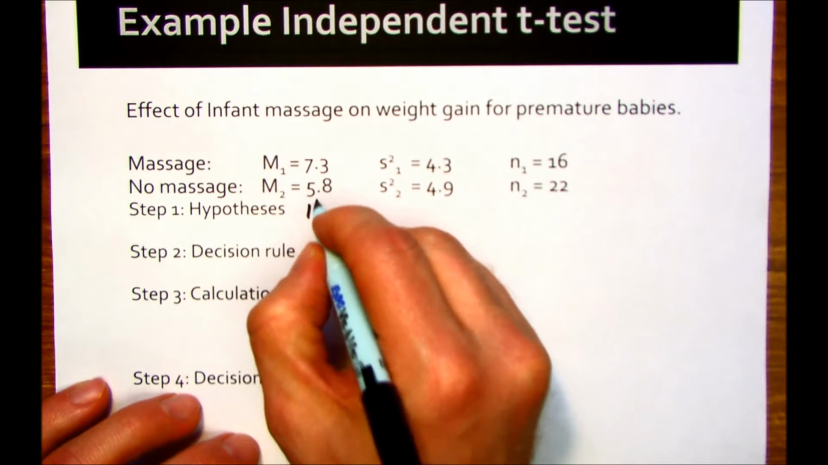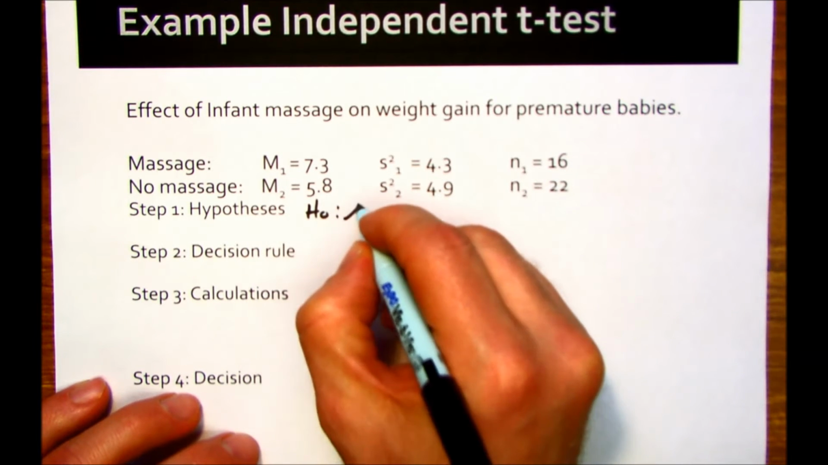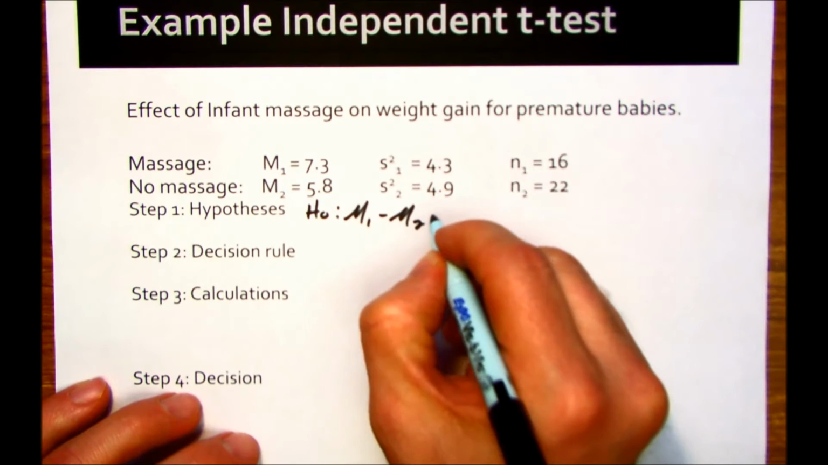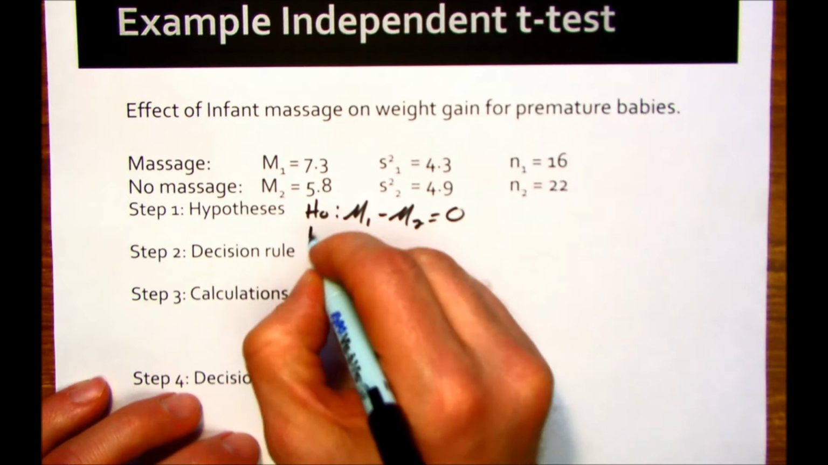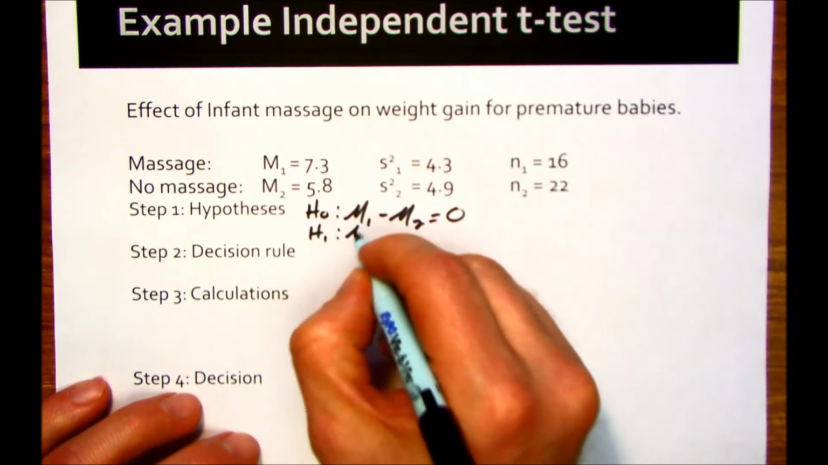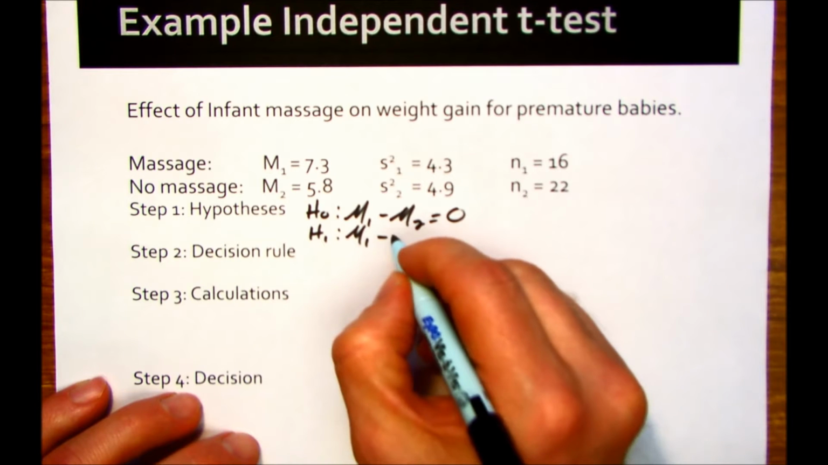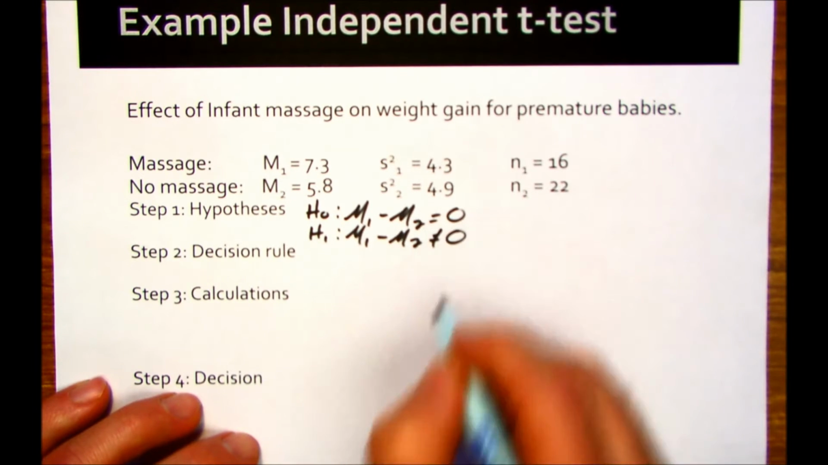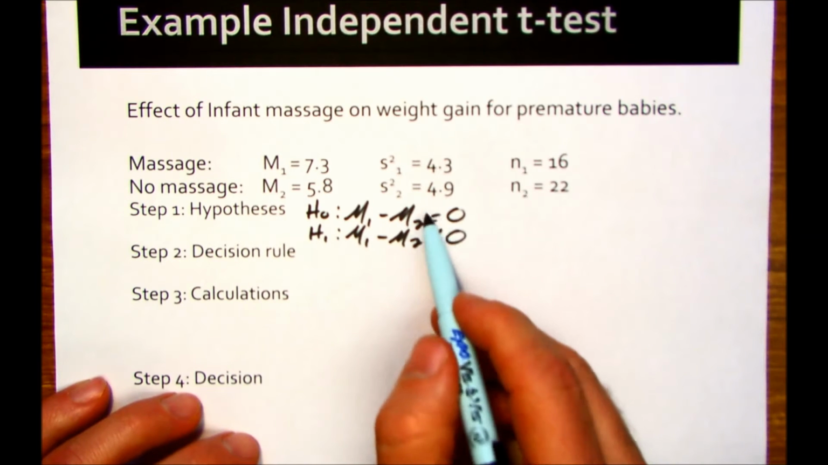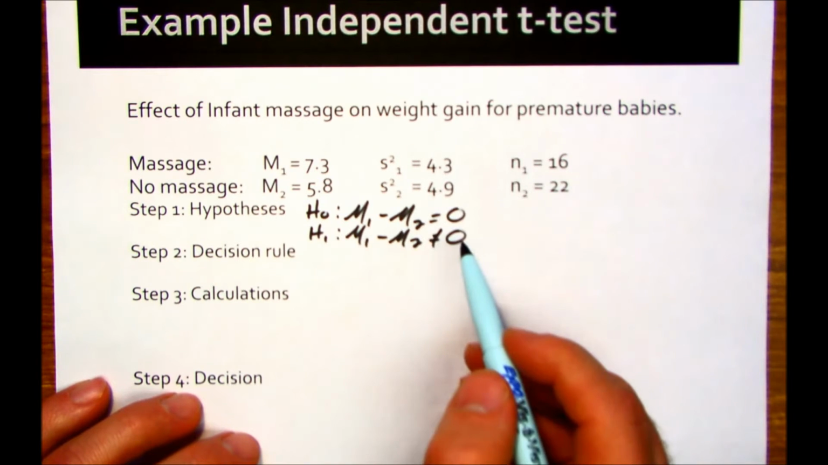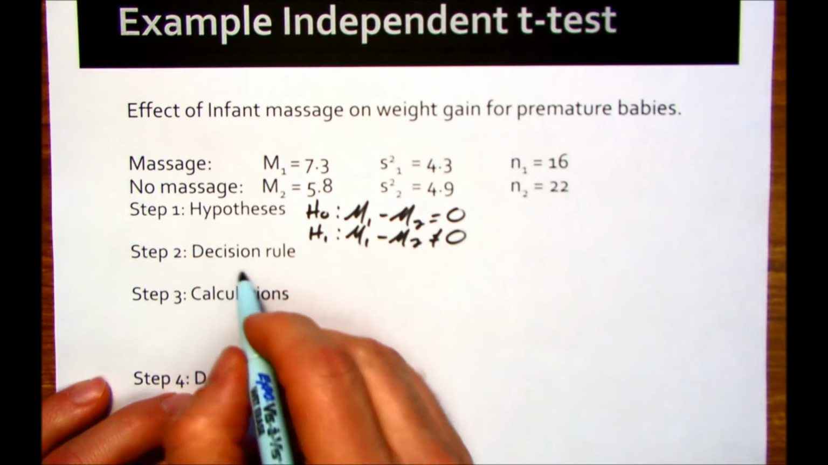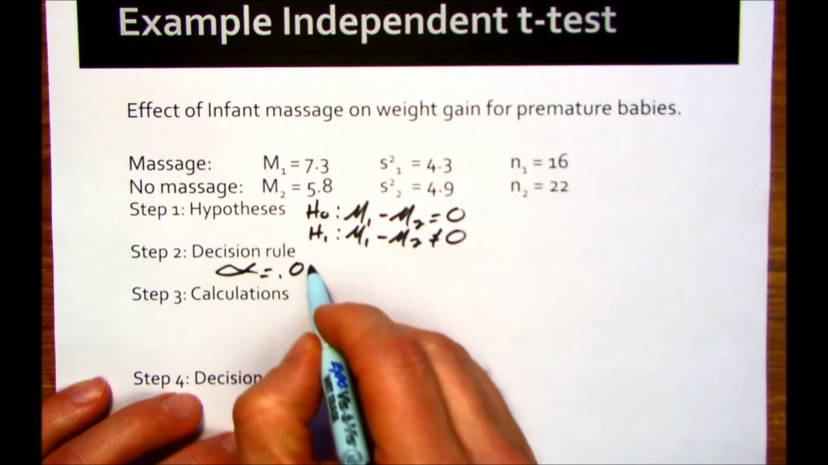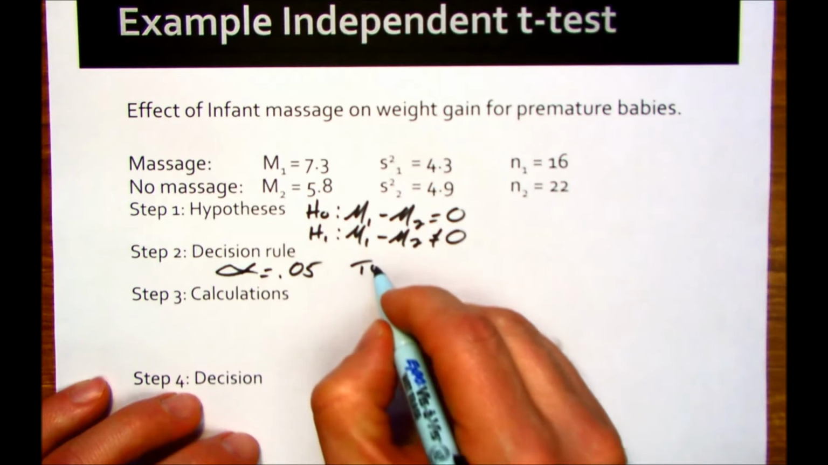Our null hypothesis: the mean for the first group minus the mean for the second group equals 0. The alternative: the mean for the massage group and the mean for the no massage group does not equal 0. Again, equals versus does not equal, we're looking at a two-tailed test. We'll stay with the standard alpha of 0.05, two-tailed.